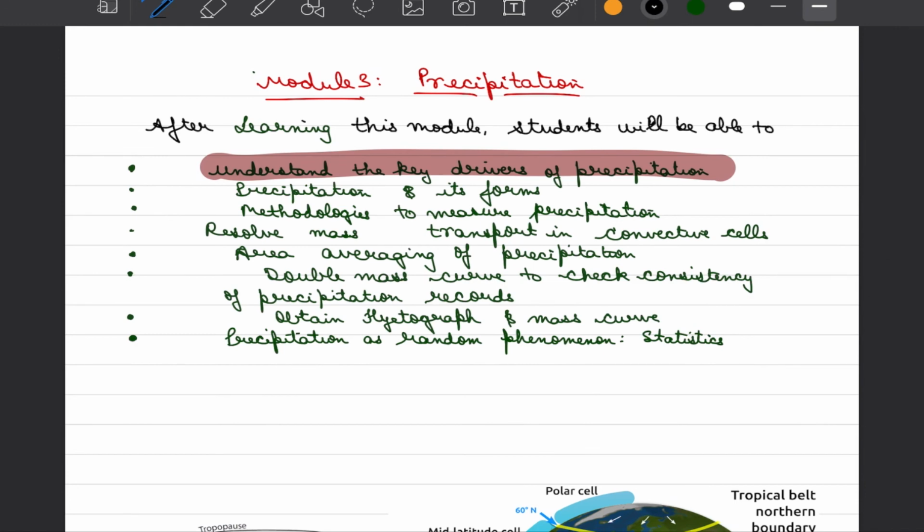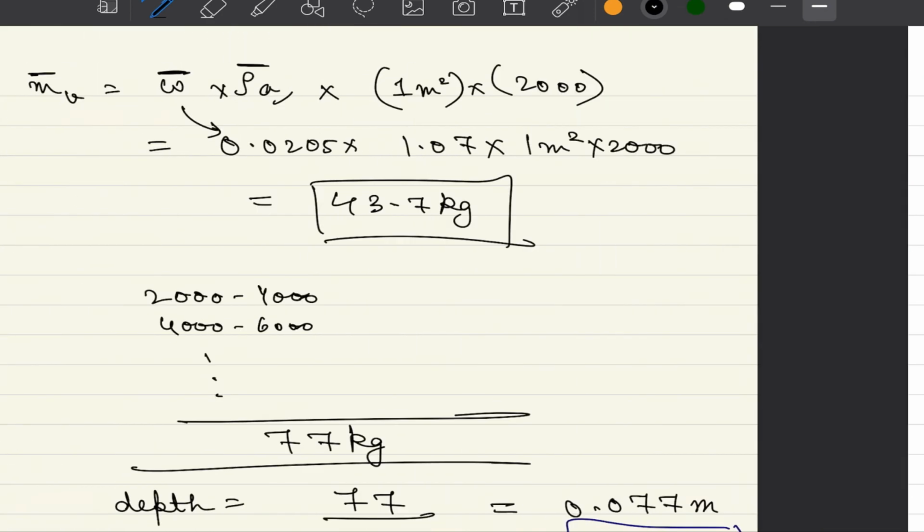Then we will look into the hydrograph and mass curves. And finally, we will look into some of the statistics associated with precipitation and try to develop an intuition of how values of precipitation are translated to design standards that we deal with as civil engineers.